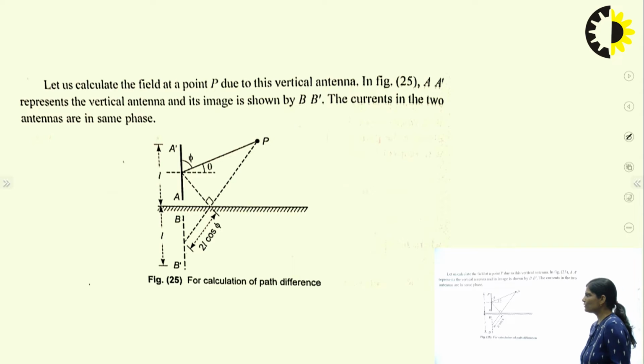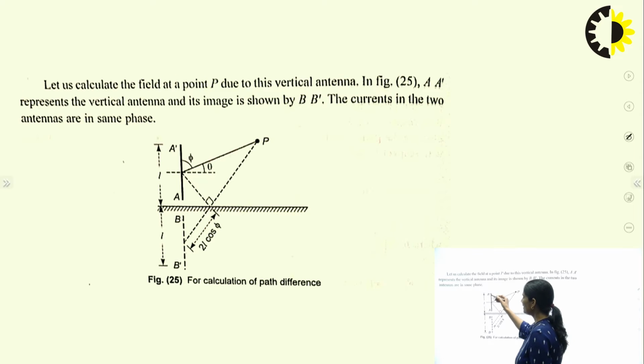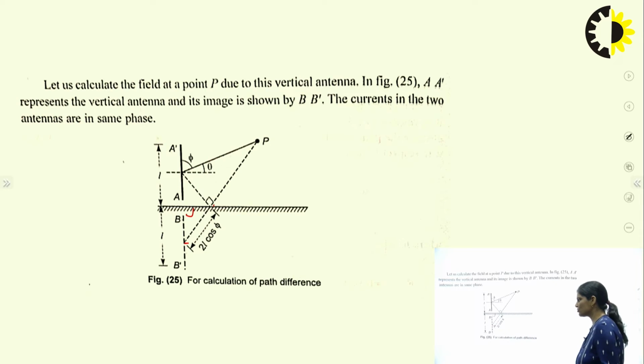Now again you have to find out the power at point P, right? So calculate the field at point P due to this vertical antenna. The vertical antenna is represented by A and A dash, and the image of this vertical antenna is represented by B and B dash. Now you can find out this distance from the axis to the center of this vertical antenna. This is equal to what? 2L cos phi. You can take this as 90 degrees, this is the angle phi, and according to the Pythagoras theorem you can find out this distance is 2L cos phi.